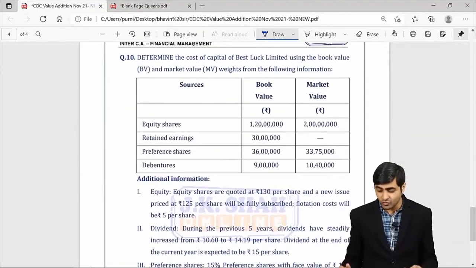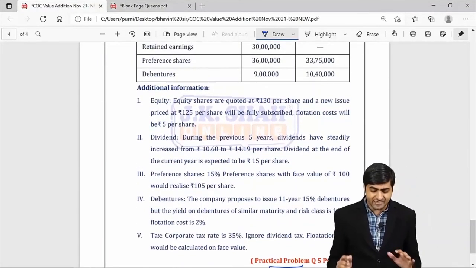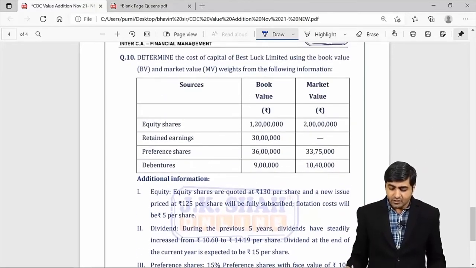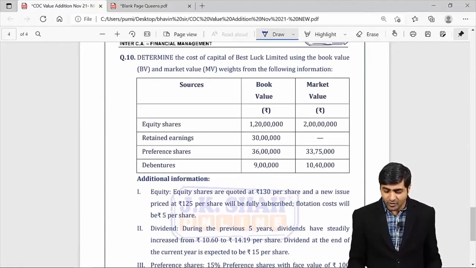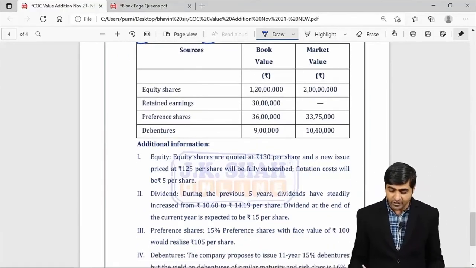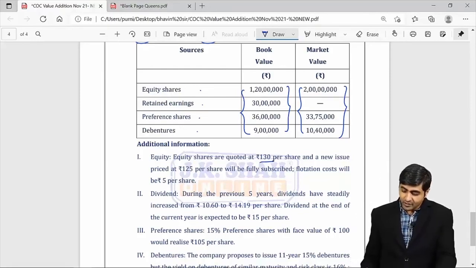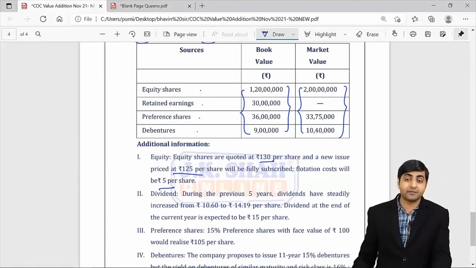Now in this question also, which is your practical problem question number 5, we'll be discussing what are the differential points here. In this particular question, you are required to calculate your WACC using book value weights and market value weights. And guys, you have your equity share capital, reserves and surplus, preference shares and debentures. And we have book values available and we also have market values available. Now in your additional information, they have told you that your equity shares are quoted at rupees 130 and a new issue is priced at 125 and the flotation cost will be rupees 5 per share.